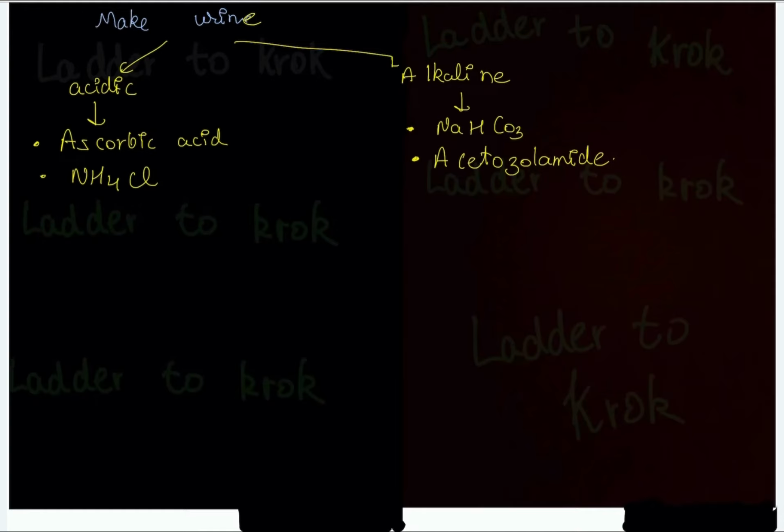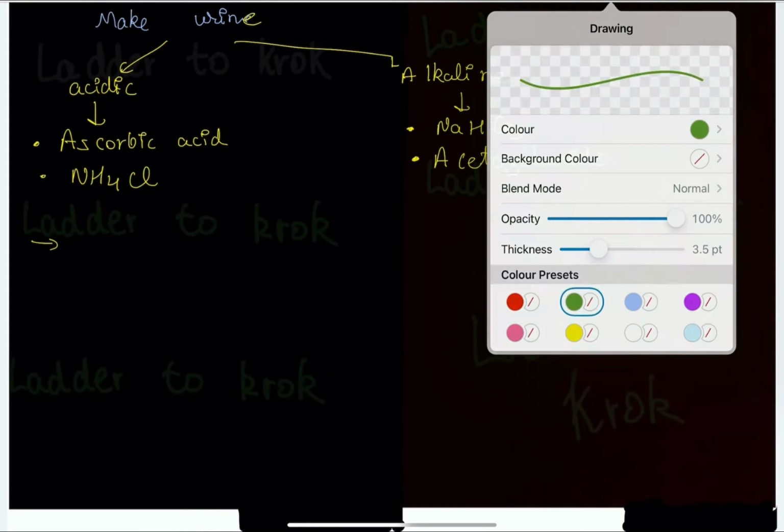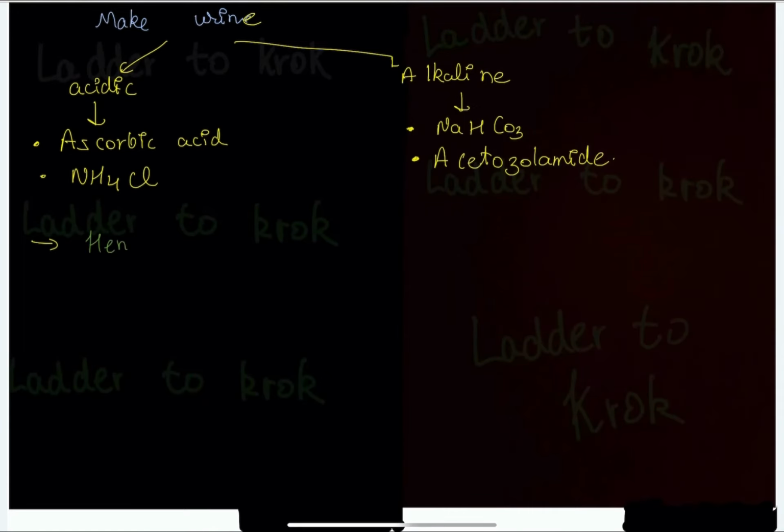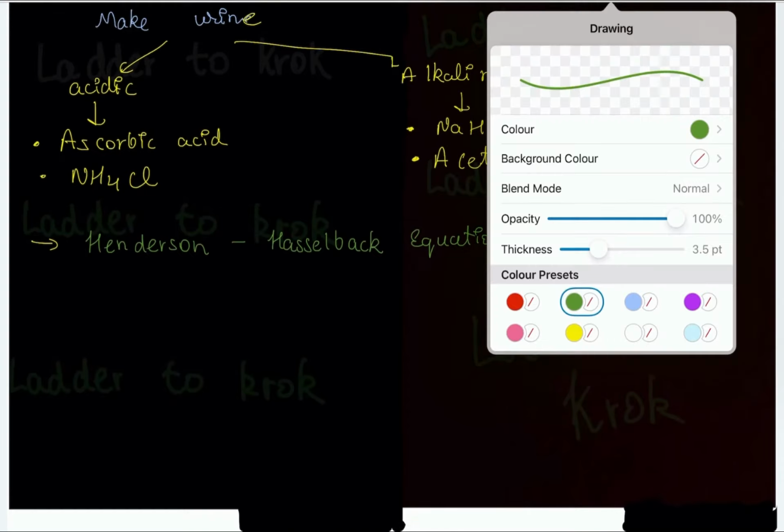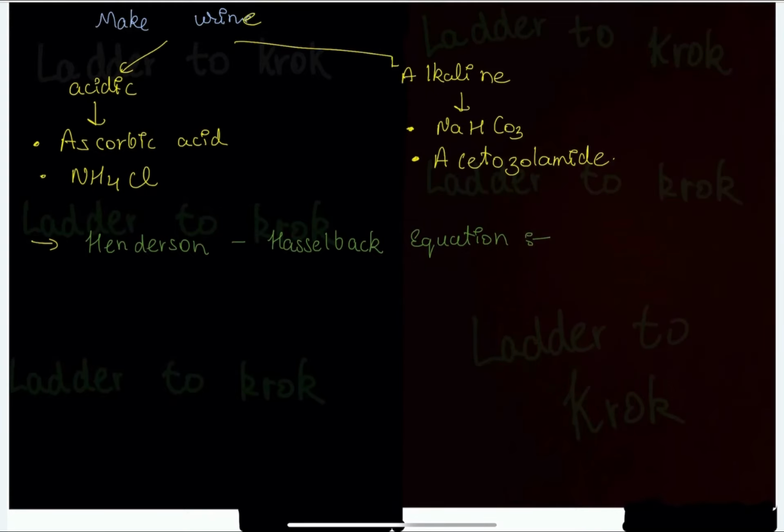Now, I want to tell you about one equation that you already studied in your lower classes, the Henderson-Hasselbalch equation. What is this equation? pH is equal to pKa plus log of ionized, meaning how much of the drug is ionized, over non-ionized.